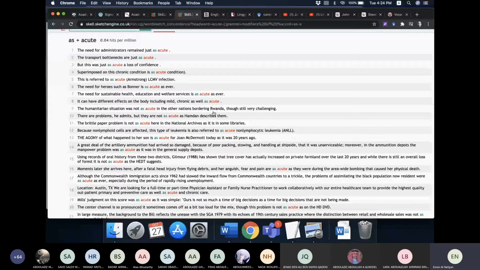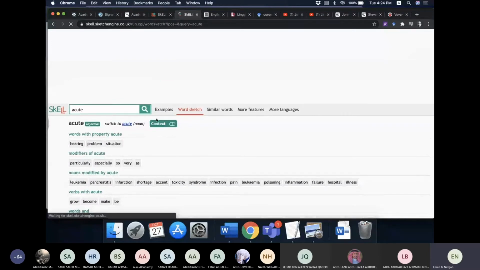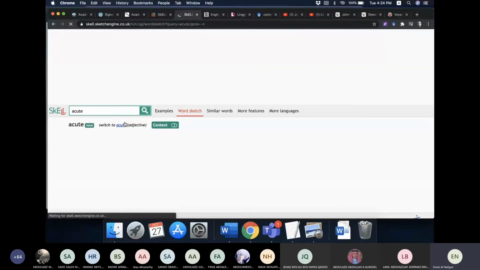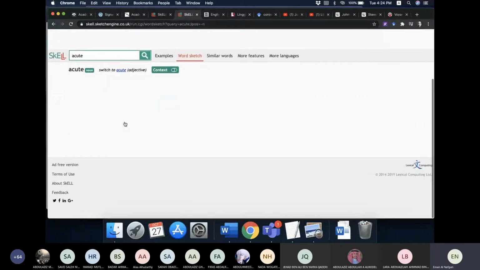So if we go back to the sketch and we want to look at acute as a noun, does it occur as often? Remember, we said acute occurred 14 times per million. Is it as often?